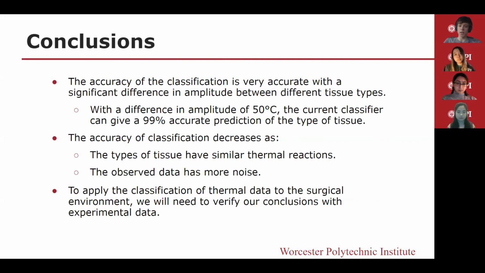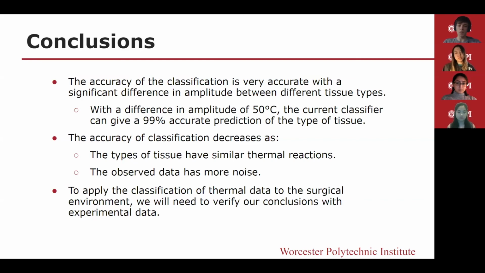To conclude, the accuracy of classification is very high for simulated data types with a significant difference in amplitude. A difference of 50 degrees between simulated data types will result in a classification having around a 99% accuracy in the prediction of that type. The accuracy of the classification decreases as the type of simulated data has a similar thermal reaction to the other type, and as the observed data has an increase in noise.